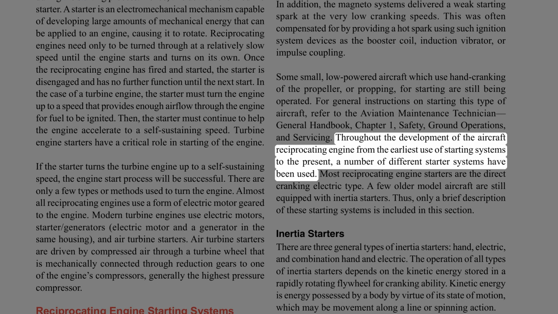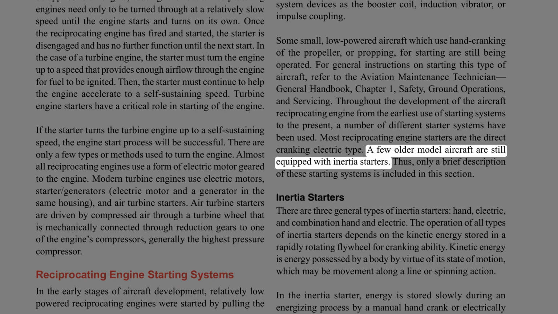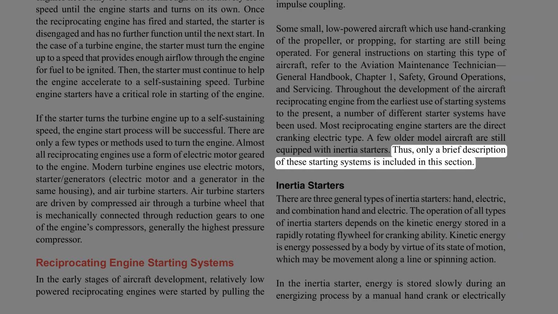Throughout the development of the aircraft reciprocating engine from the earliest use of starting systems to the present, a number of different starter systems have been used. Most reciprocating engine starters are the direct cranking electric type. A few older model aircraft are still equipped with inertia starters. Thus, only a brief description of these starting systems is included in this section.